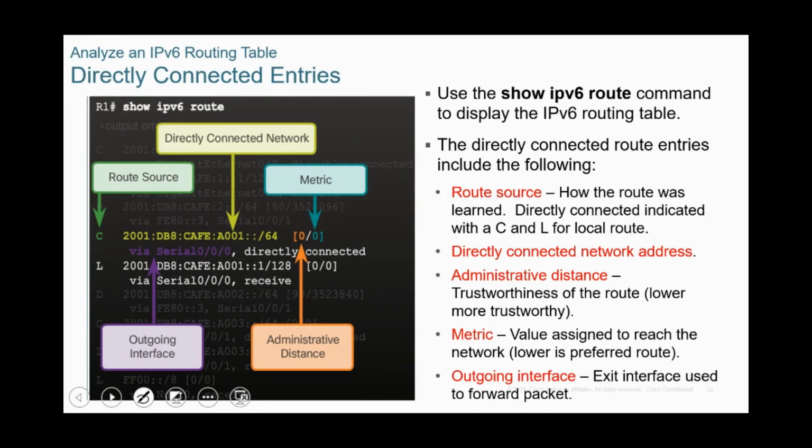Now you use the show ipv6 route command to display the route source, directly connected networks, administrative distance, your metric and outgoing interface. Now all this is the same as IPv4, just that when you use the command to check all this information, you have to add in the word ipv6 if you are using IPv6. So you can use show ipv6 route to check your route source, metric, directly connected networks, the outgoing interface, and the administrative distance value for your router R1.